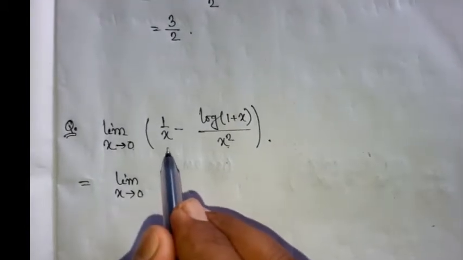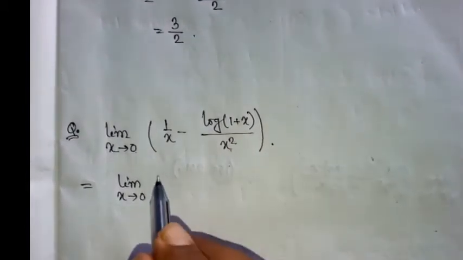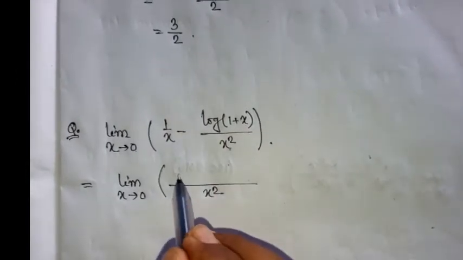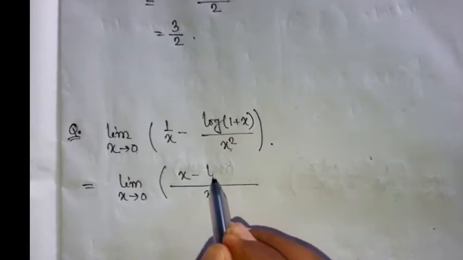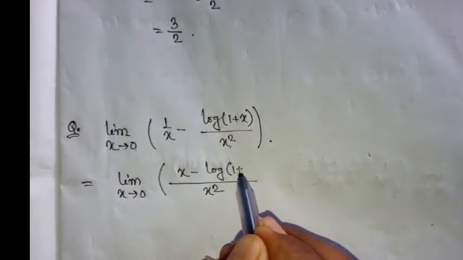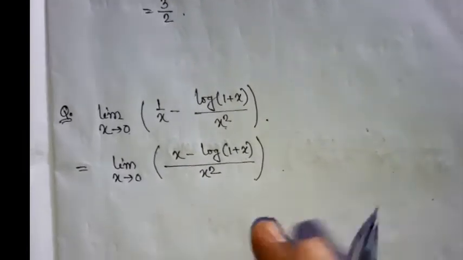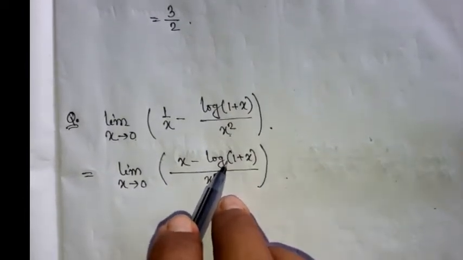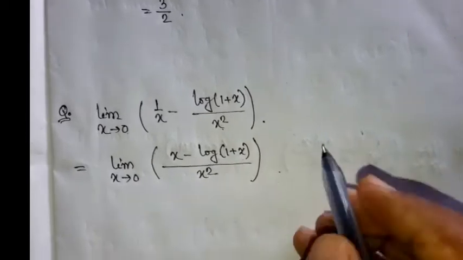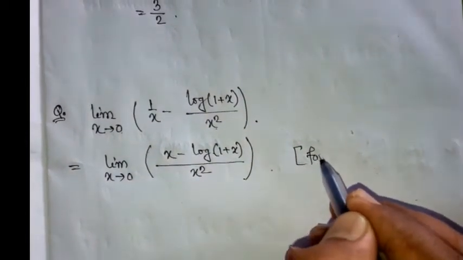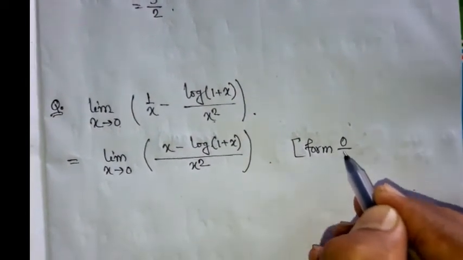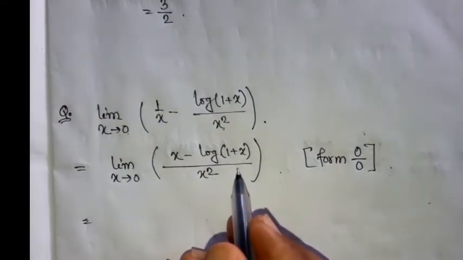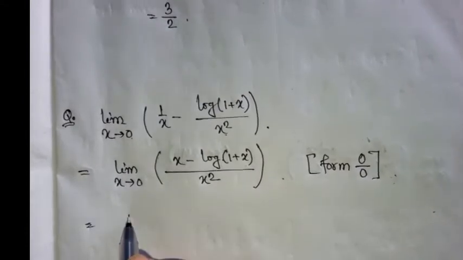So consider the LCM. If you consider the LCM, then the denominator is x square. After that it is x minus log of 1 plus x. Now see, if you put x equals 0, then 0 minus log 1, 0. 0 minus 0 means 0 by 0. So now it is the form 0 by 0, very good.